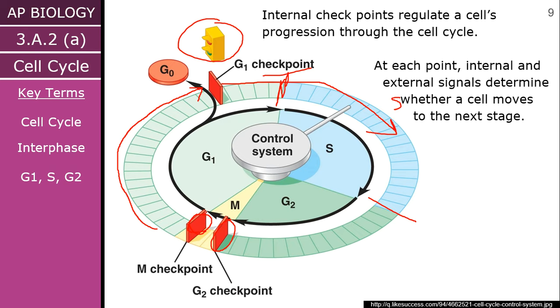So the G2 checkpoint is just going to make sure that the S phase went okay, and the G2 phase went okay. Did it grow enough? Did it copy its DNA? And then we're going to hit the M checkpoint, and this is like our final stop. This is our last chance, because if I tell this thing to reproduce and it's not ready to reproduce, we're going to have some problems.